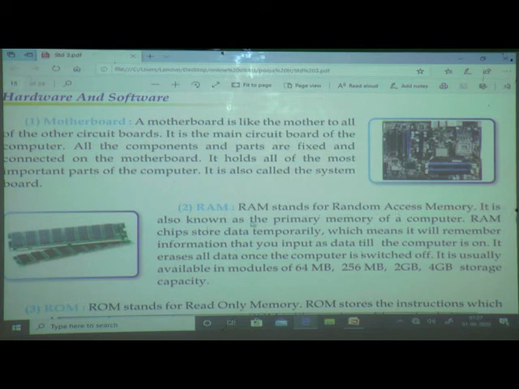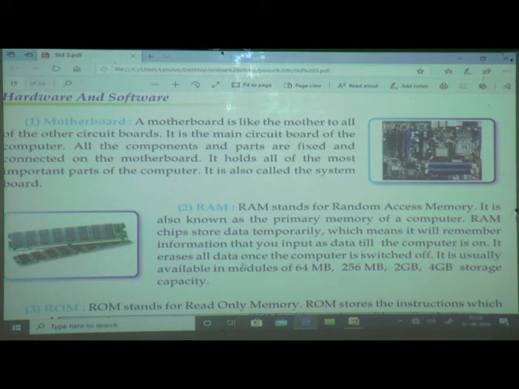It is also known as the primary memory of the computer. The RAM chip stores all the data temporarily, which means it will remember the information that you input as data only while the computer is on.